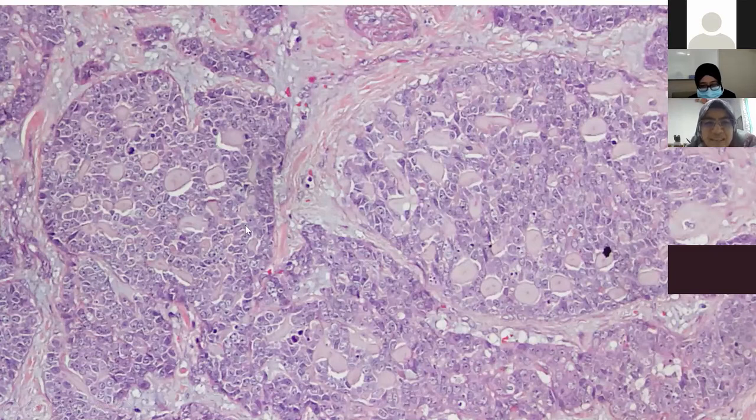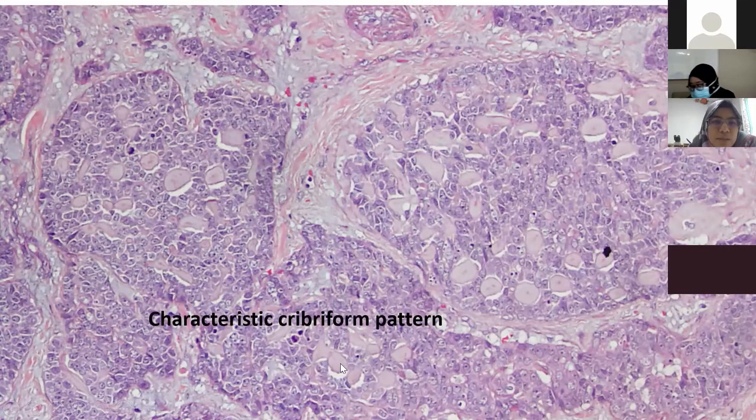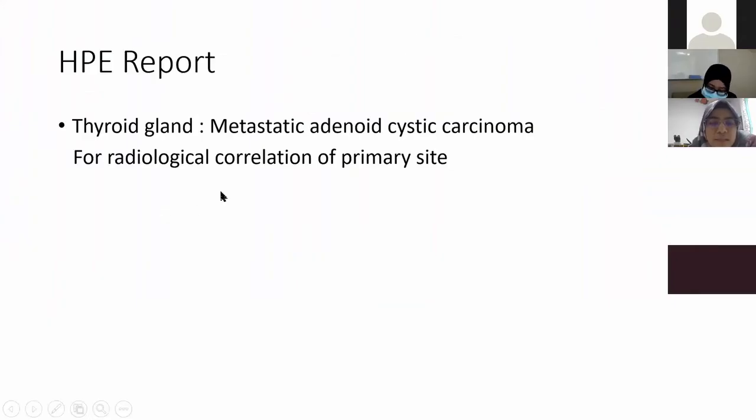Okay, so this is the close-up view for this tumor morphology. This shows a very nice cribriform pattern of the tumor cells, and the cell morphology is a bit basaloid in appearance. So the diagnosis given was metastatic adenoid cystic carcinoma.